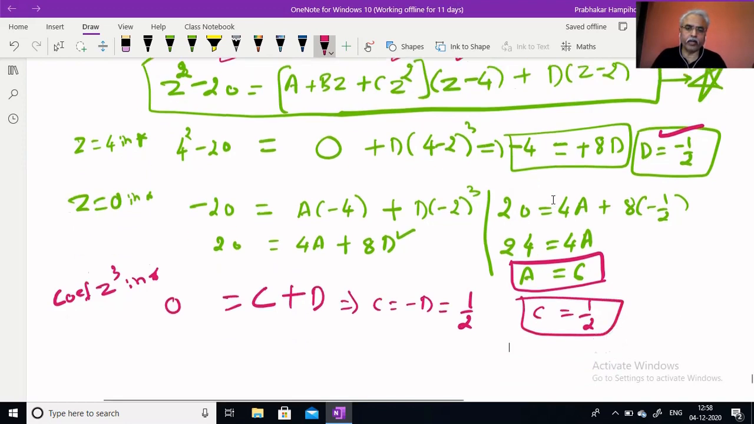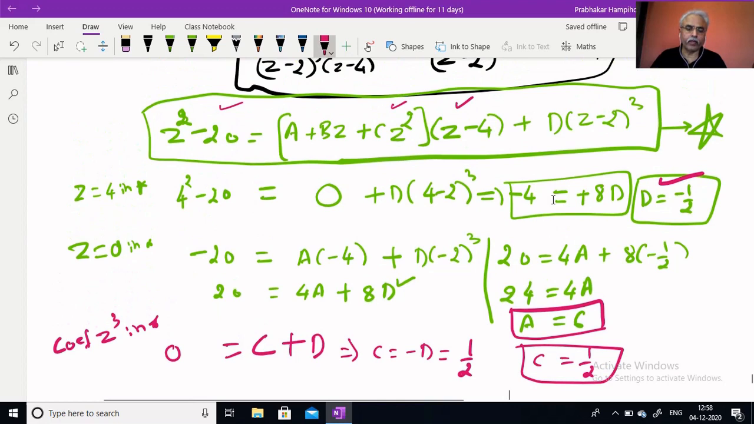To find the value of b, I'll substitute z equal to some value. We can substitute z equal to 1 or −1 as handy values. When I substitute z equal to 1, −1 − 20 = −19 equals (a + b + c) into −3, plus d into −1.